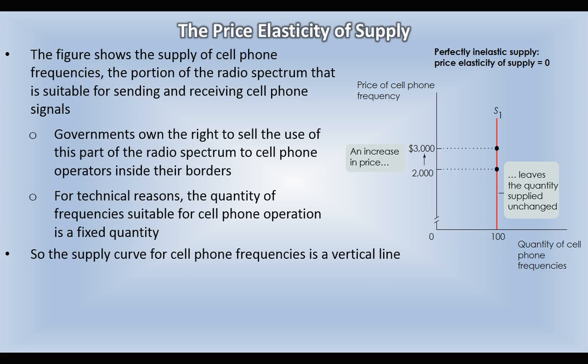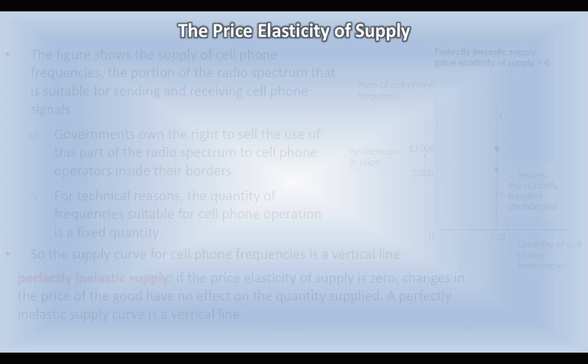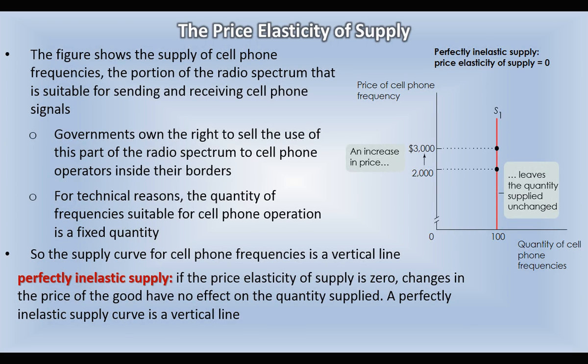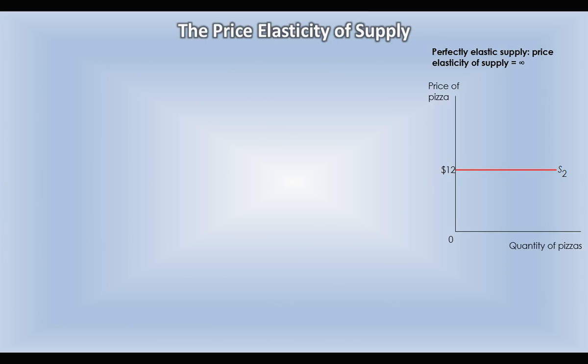In this case, we're talking about cell phone frequencies, which are supplied by the government. There's only a fixed amount of cell phone frequencies, so they just supply that amount. So supply is perfectly inelastic. So that's perfectly inelastic supply. If the price elasticity of supply is 0, changes in the price of the good have no effect on the quantity supplied. Versus the opposite extreme, where you have perfectly elastic supply.